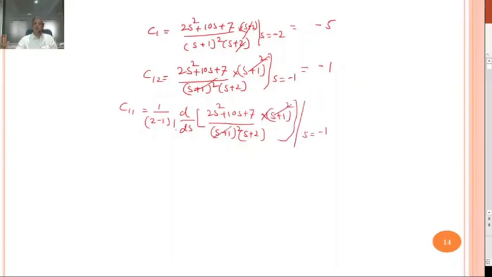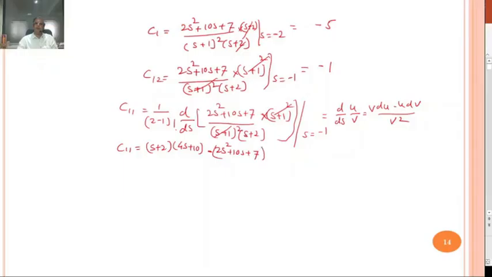This cancels out, and this is differentiation of u by v, means v into differentiation of u minus u into differentiation of v, divided by v square. Means c11 equals (s plus 2) into differentiation of this term, which is 4s plus 10, minus u, this term 2s square plus 10s plus 7, and the differentiation of this is 1, divided by (s plus 2) whole square.